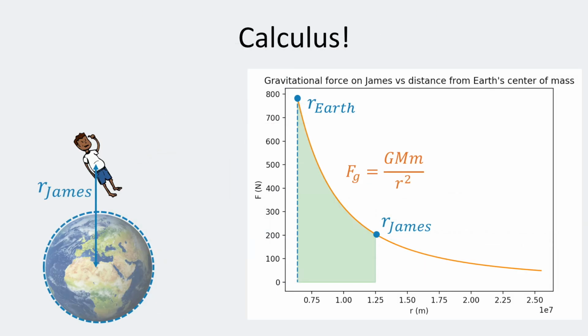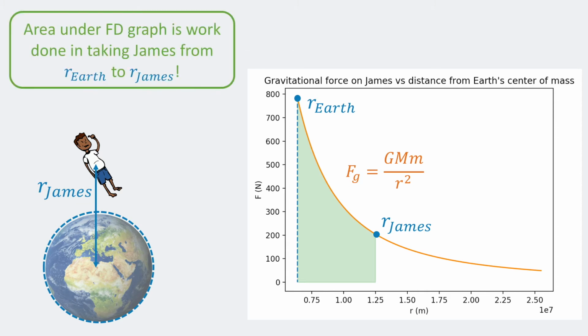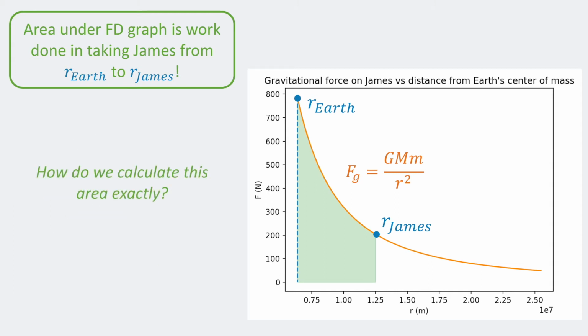Now over to something really interesting, which is calculus. Some of you might be familiar with calculus since earlier, and some might not, but I'll try to give an intuitive understanding of how we use it here. You will recall how the area under this force-distance graph is the work done in taking James from the radius of the Earth's surface, to our James, which is where he is now. But how do we calculate this area under the curve exactly?